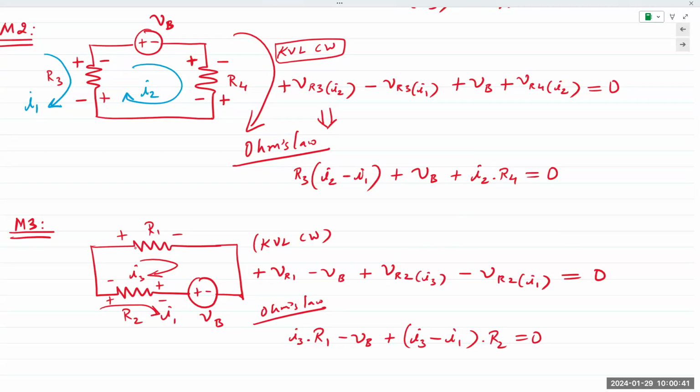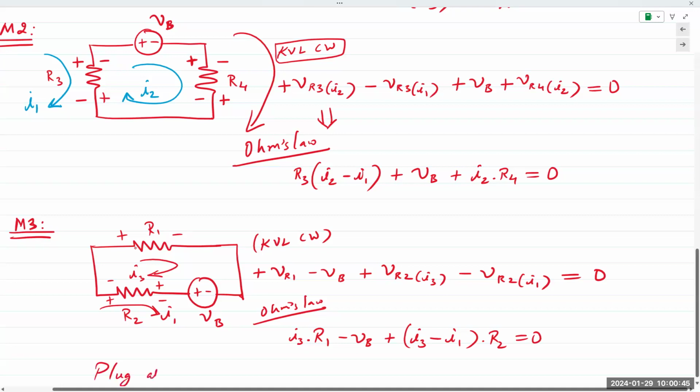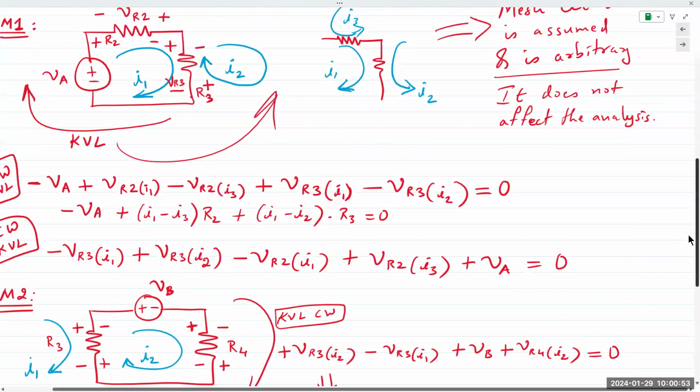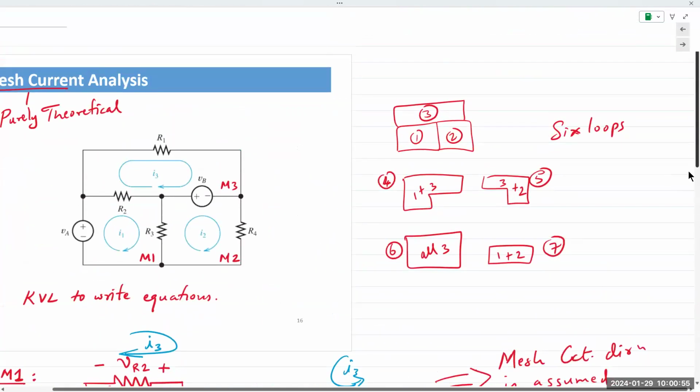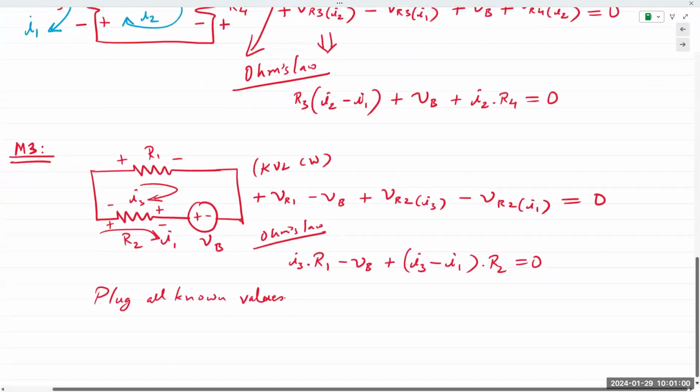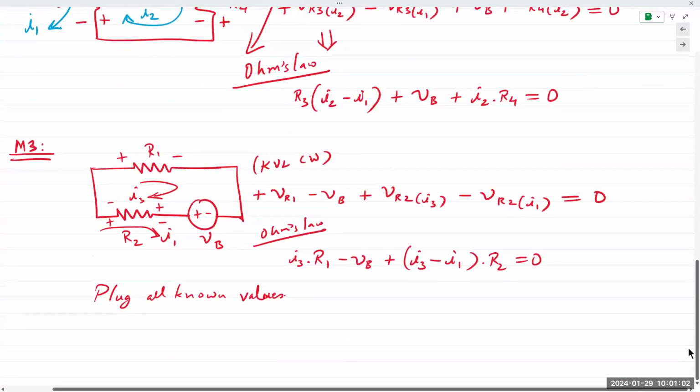At this point, you would plug in all known values into these equations. And then you would solve for the unknowns. Again, once you plug in the values, it's the same system set of algebraic equations. You solve it using any technique you want, and then you find the values for the mesh currents I1, I2, and I3, which we will do next class.